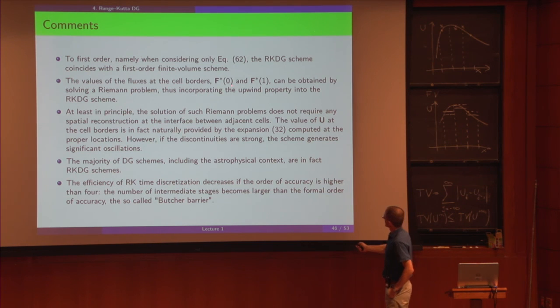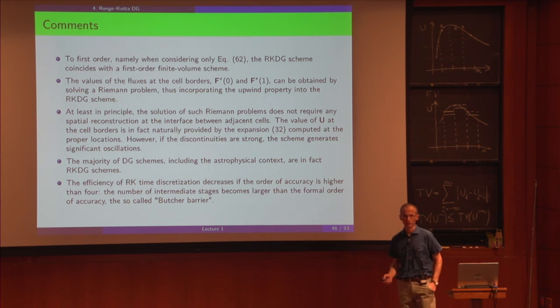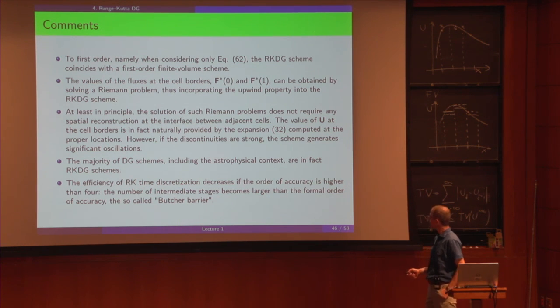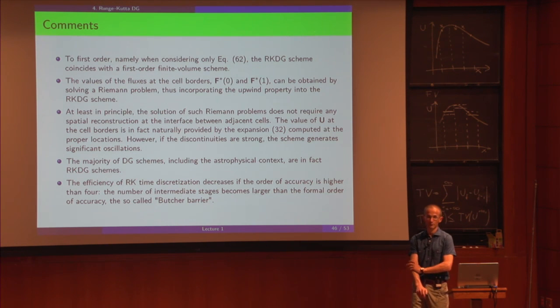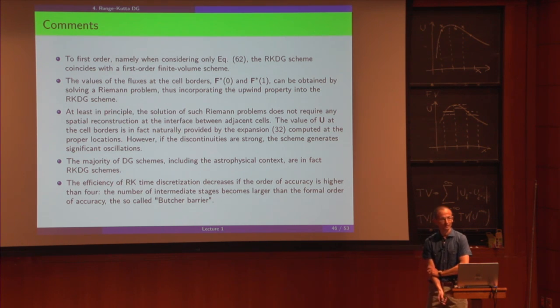The values of the fluxes at the cell borders can be obtained by solving a Riemann problem. So we incorporate this upwind property into this Runge-Kutta discontinuous Galerkin. And at least in principle, solution of such Riemann problems does not require any spatial reconstruction, which is good. Usually, when you solve a Riemann problem in finite volume, you have to do a lot of work for the reconstruction of the left and the right states. Here you don't, because they are already given by the DG polynomial. But there is a problem, we will see this on Thursday: you have to do something to avoid the appearance of oscillations.